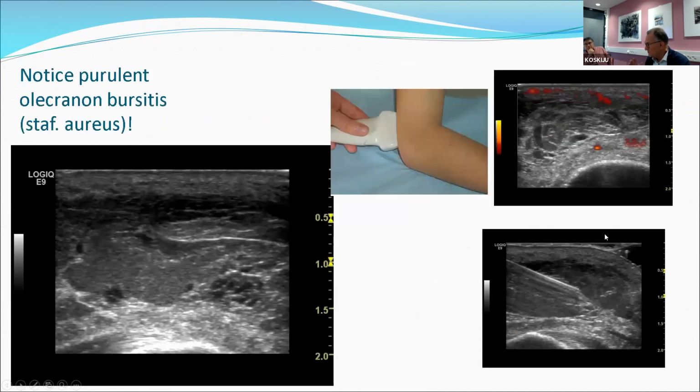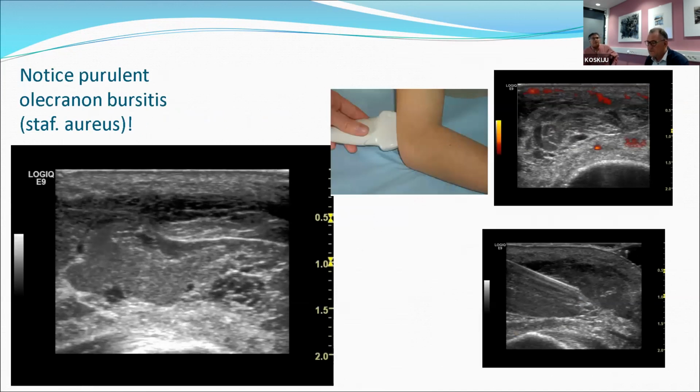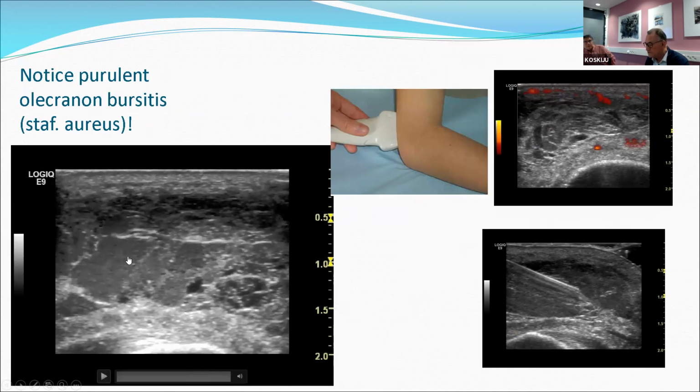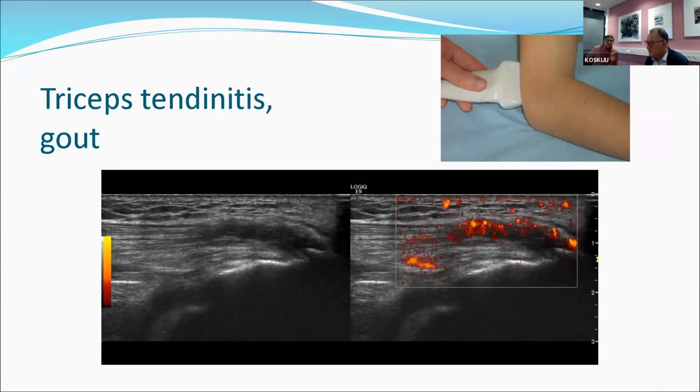For example, now I show you the video that didn't play well yesterday. This is olecranon bursitis. Again, grayscale material can be compressed, it's fluid. But this was Staphylococcus aureus bursitis depicted at this area. Okay, and again, needle in, pus out, and the diagnosis. So I just wanted to say here that I always use aspiration if I'm not sure what's going on. Triceps tendinitis, again, needle in, you can be sure that it's gout.